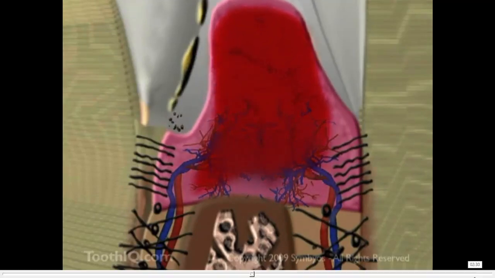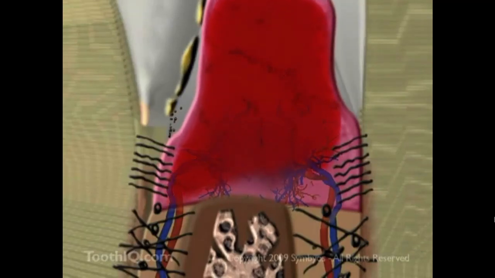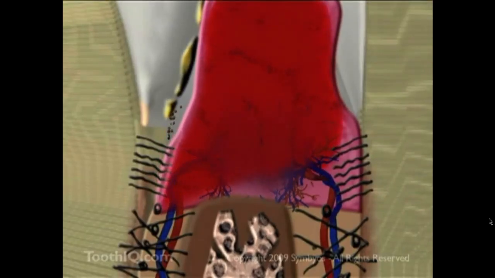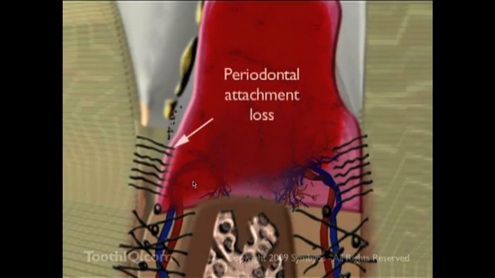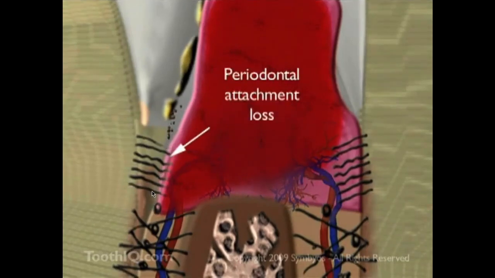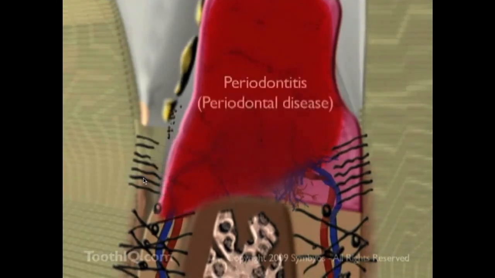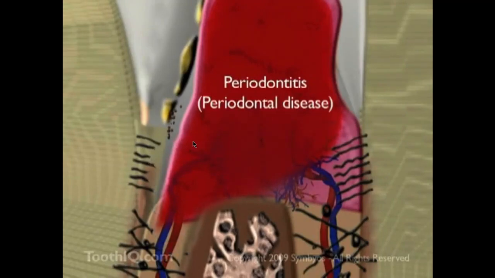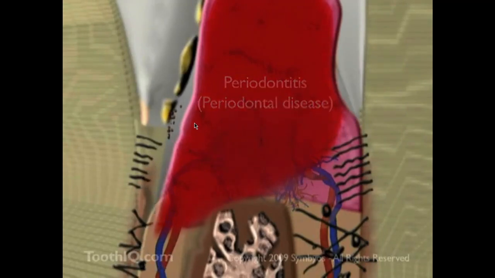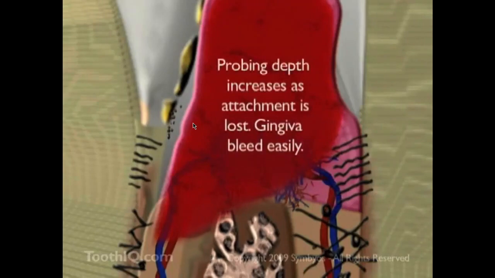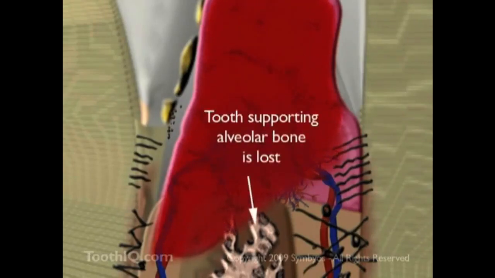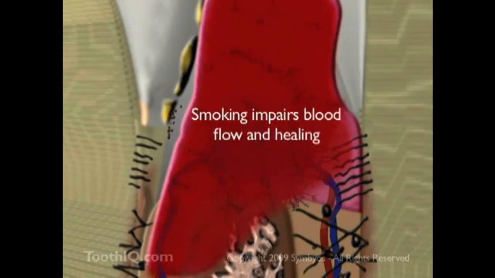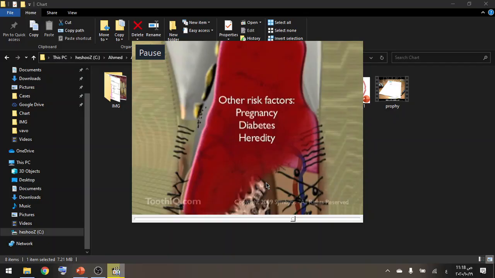Continuous exposure to acids and enzymes from plaque bacteria and the body's immune response to them eventually causes the periodontal attachment to be lost, an irreversible condition known as periodontitis. The sulcus depth increases to the point where the patient can no longer effectively remove plaque, leading to the destruction of tooth supporting bone. Smoking impairs blood flow and can significantly interfere with a patient's ability to fight the bacterial infection. Other factors may be involved.